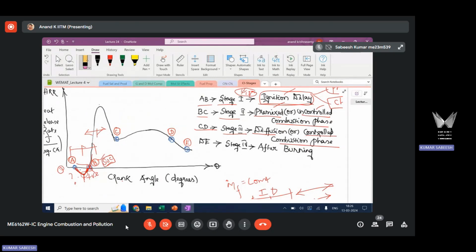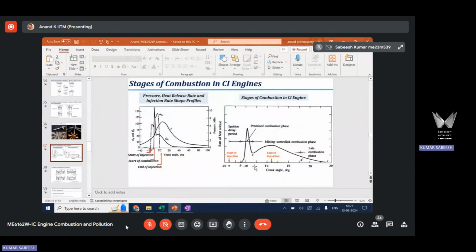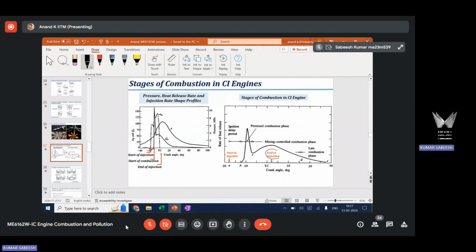Right, so the third stage is the diffusion burn stage. During this stage, you already have higher temperature and pressure inside the cylinder. So the fuel that is injected during this diffusion phase, you have start of injection happening here, and end of injection happens somewhere here, right? That's what we have seen in the other plot.